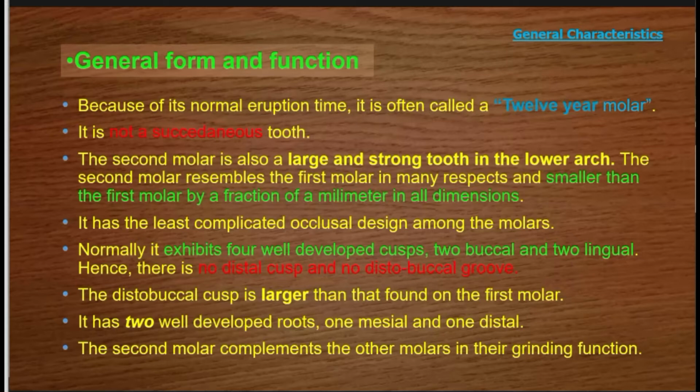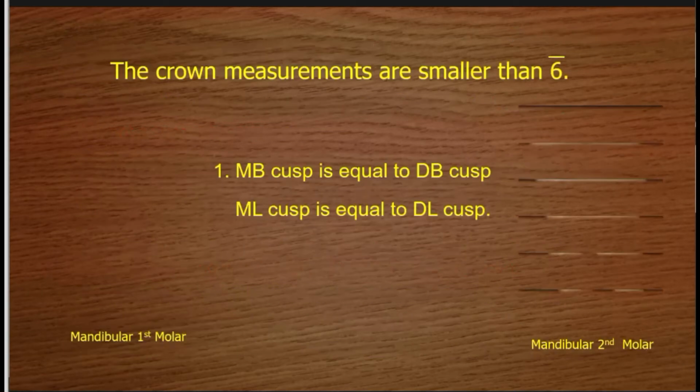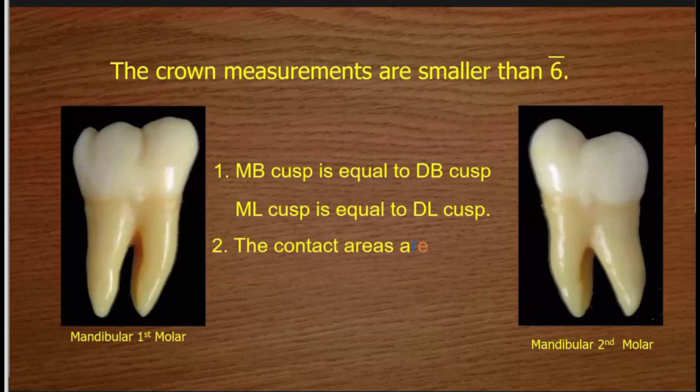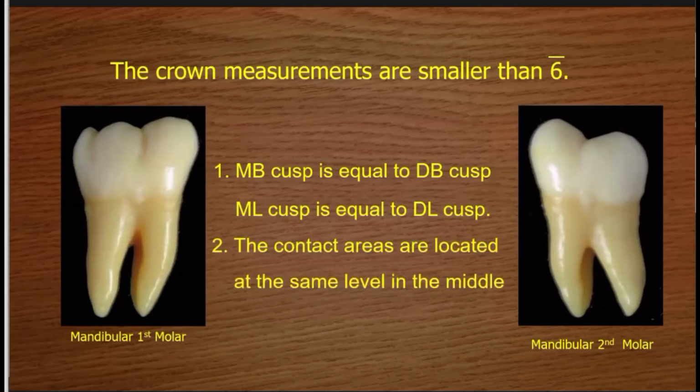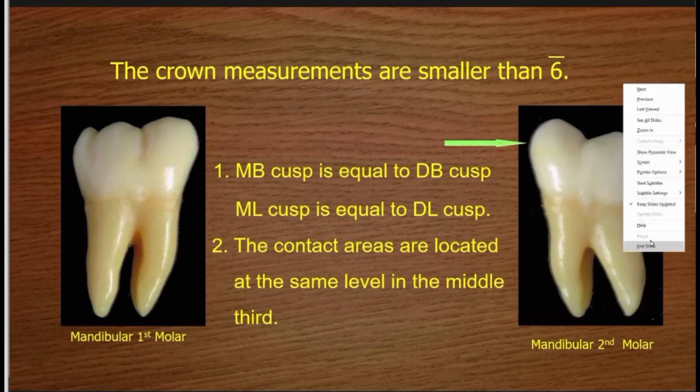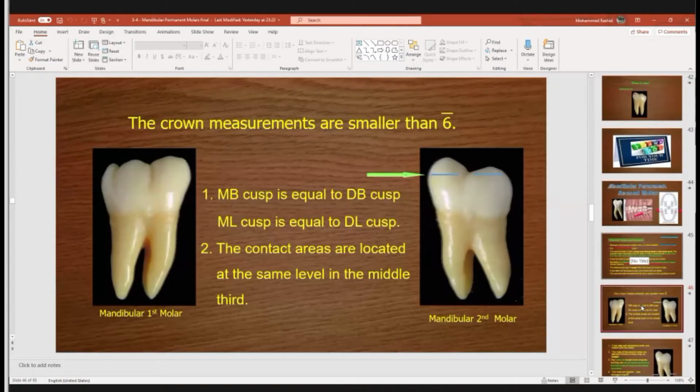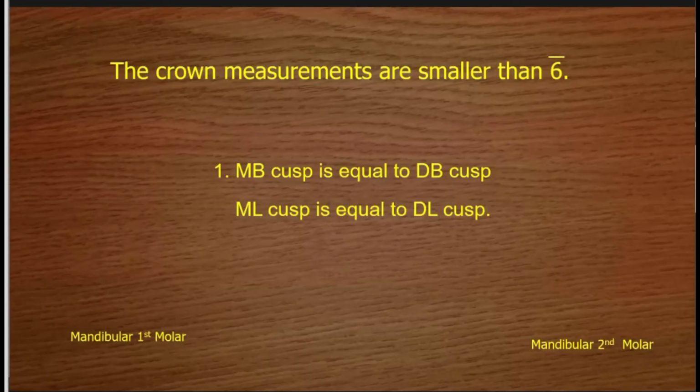It has 2 well-developed roots, one mesial and one distal, like the first molar. The second molar complements the other molars in their grinding function. All the molars are actually for grinding purposes, grinding the food during mastication. The crown measurements are smaller than lower 6.